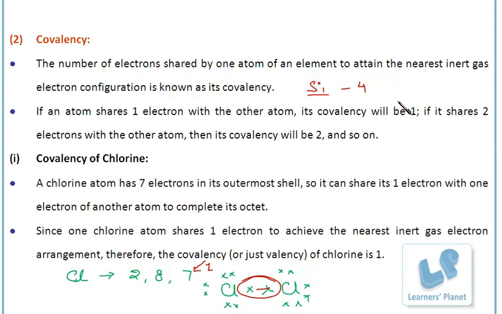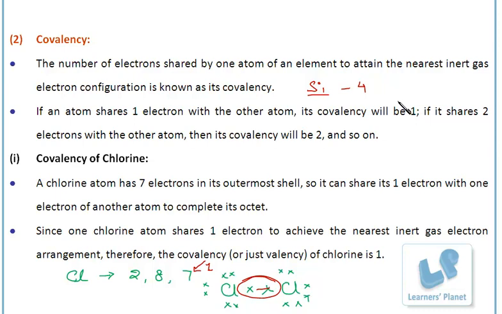What are valence electrons? The number of electrons present in the outermost shell of an atom. What is the valency? It is the combining capacity of an element. That is, it is the number of electrons the atom of an element is gaining or losing or sharing in order to attain the nearest noble gas configuration, that is, in order to have 8 electrons in its outermost shell. That is the valency.